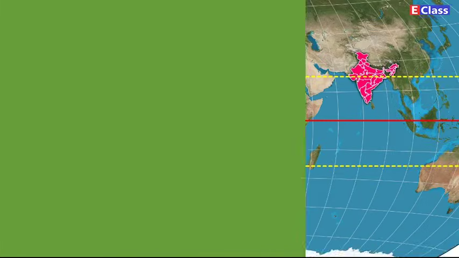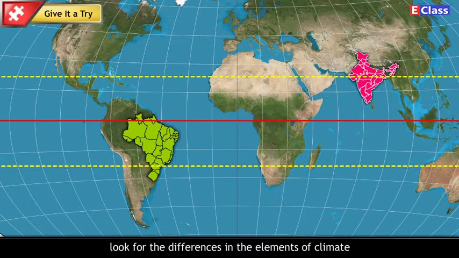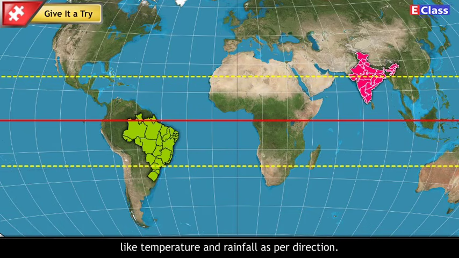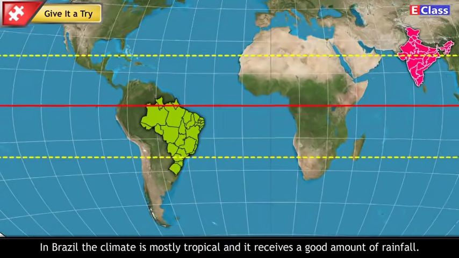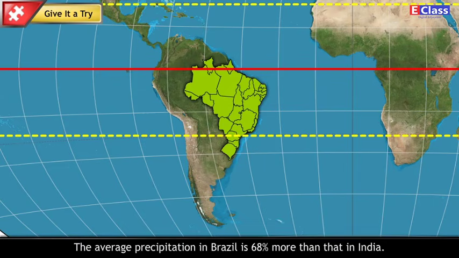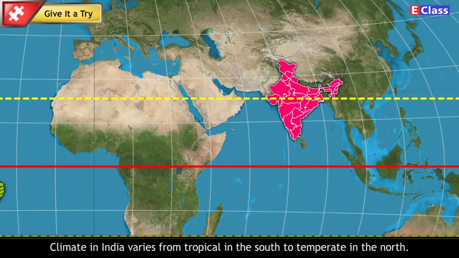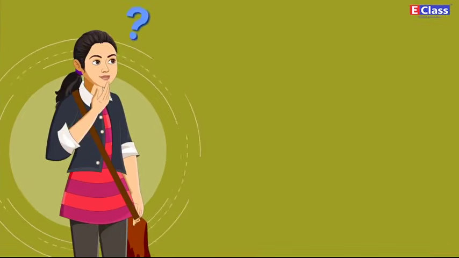Give it a try. Considering the location extent of Brazil and India, look for the differences in the elements of climate like temperature and rainfall as per direction. Write a short note on it. Answer: in Brazil, the climate is mostly tropical and it receives a good amount of rainfall. The average precipitation of Brazil is 68% more than that in India. Climate in India varies from tropical in the south to temperate in the north. In Brazil, the temperature does not usually go below 20 degrees Celsius except in the mountains.